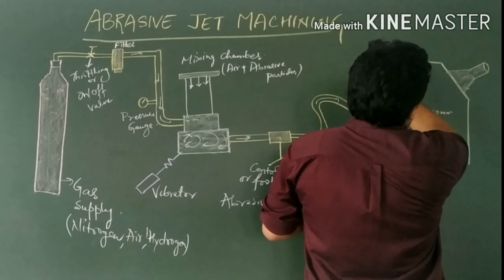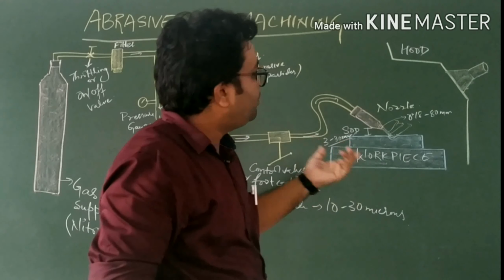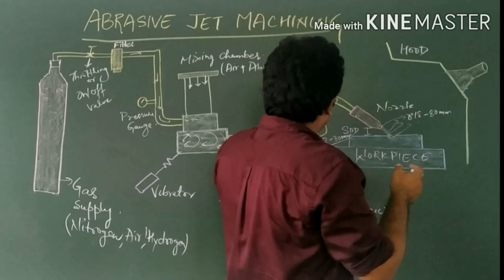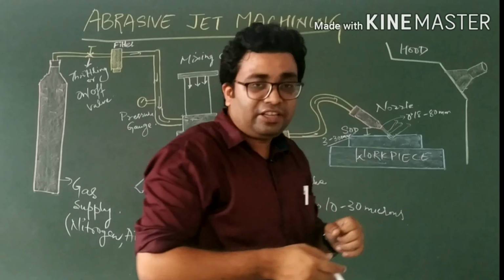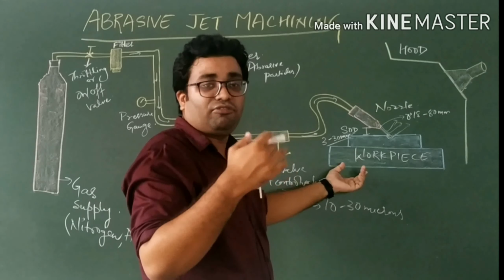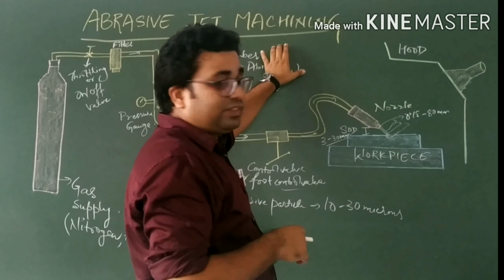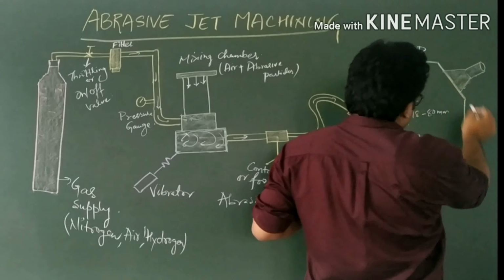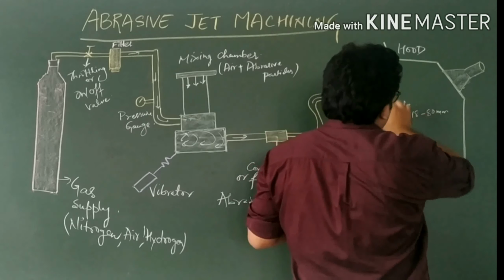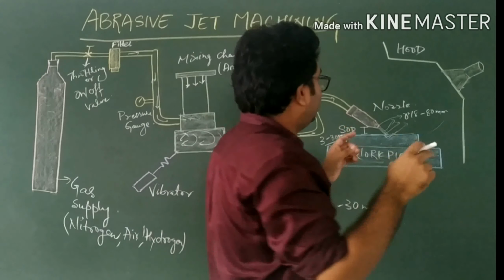Now this is a hood. The function of the hood is to prevent the worker from getting injured, as the air plus abrasive particles come out from the nozzle at a very high speed. They have a very high tendency to revert back and go into the eyes of the worker who is working on the machine. The hood covers the whole workpiece, so it cannot revert back to the worker or do any harm to the workers.